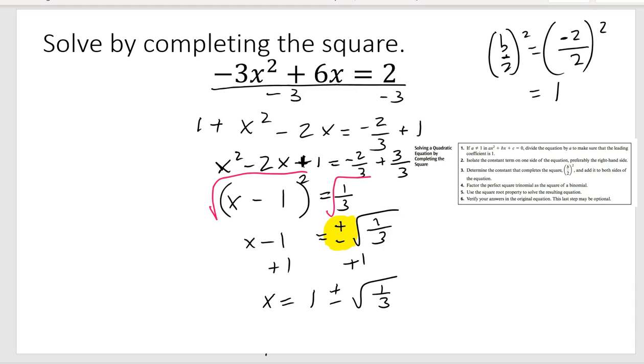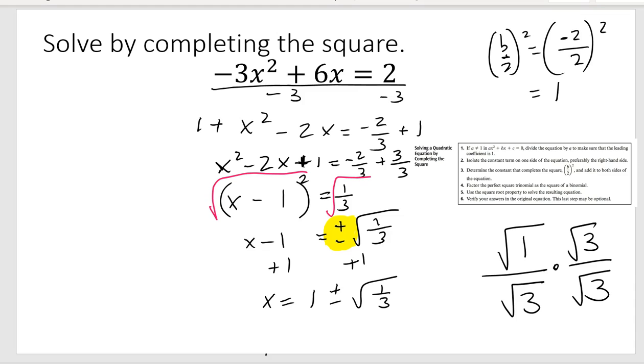Now a little note, you may see it in a different form. Some people will take the square root of 1/3 and write it as the square root of 1 over the square root of 3, and they'll rationalize the denominator. When we rationalize the denominator, we multiply the denominator times itself, and we'd end up with square root of 3 over 3. So we could rewrite this as 1 plus or minus the square root of 3 over 3 if we would like our denominator rationalized.